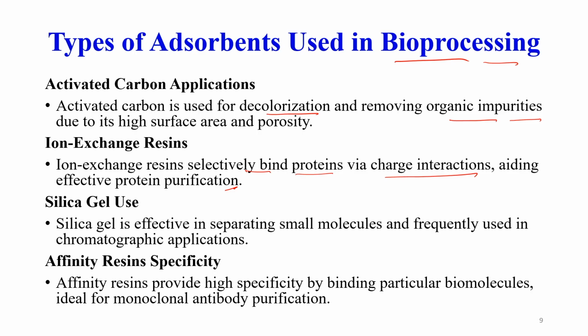Silica gel is another popular adsorbent. It is effective in separating the small molecule and frequently used in chromatographic applications. Affinity resins provide very high specificity because they have certain ligand groups present on the surface. By binding particular biomolecules, this is ideal for monoclonal antibody or other specific protein purification.